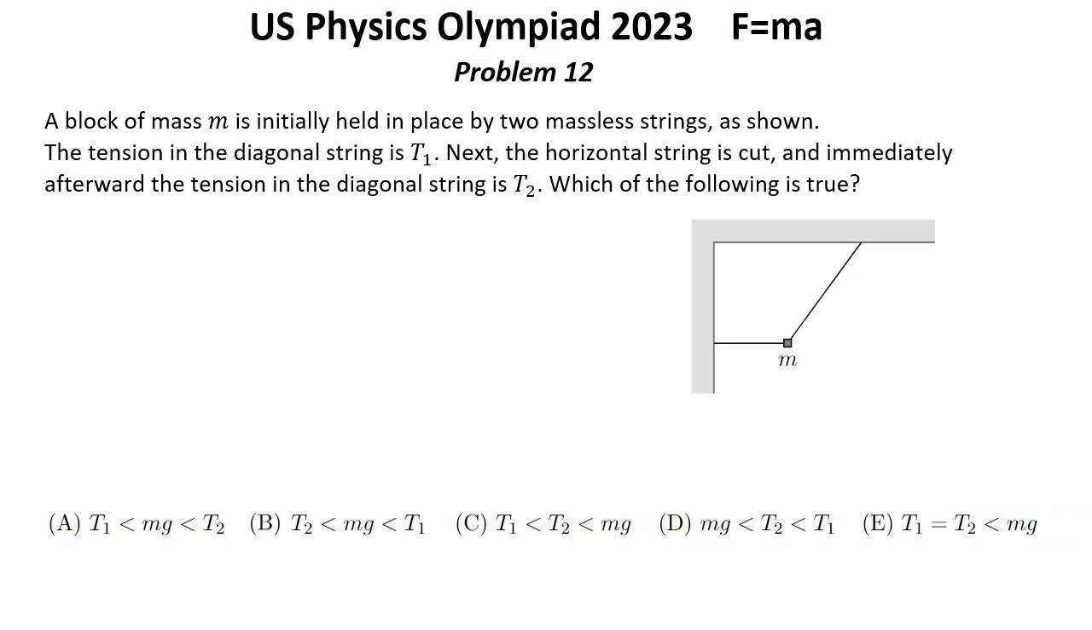Solution for problem number 12. Let the angle from the vertical be theta. Before the string is cut, balancing vertical forces gives us T1 cosine theta equals mg. From here we have T1 equals mg over cosine theta, which is greater than mg. Right after the string is cut, balancing forces along the direction of the string gives net force 0. It means that T2 must equal mg cosine theta, which is less than mg.